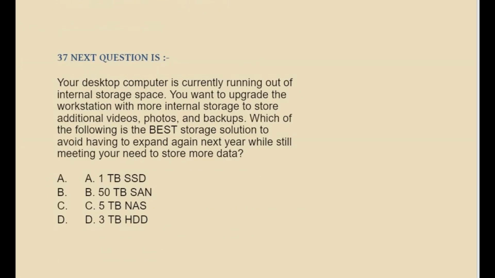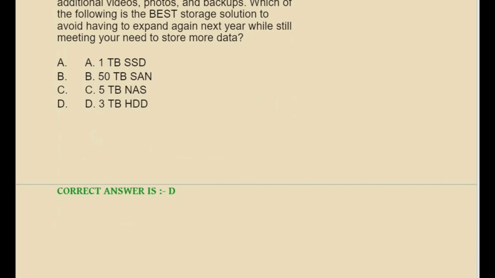Question is, your desktop computer is currently running out of internal storage space. You want to upgrade the workstation with more internal storage to store additional videos, photos, and backups. Which of the following is the best storage solution to avoid having to expand again next year while still meeting your need to store more data? Option A 1 TB SSD. Option B 50 TB SAN. Option C 5 TB NAS. Option D 3 TB HDD. Correct answer is option D.